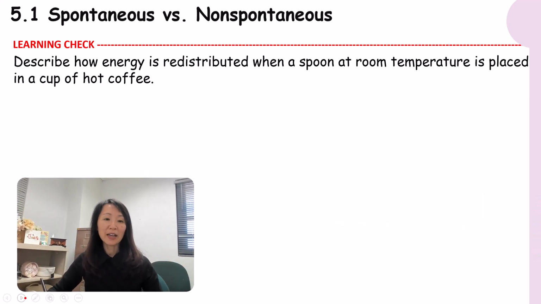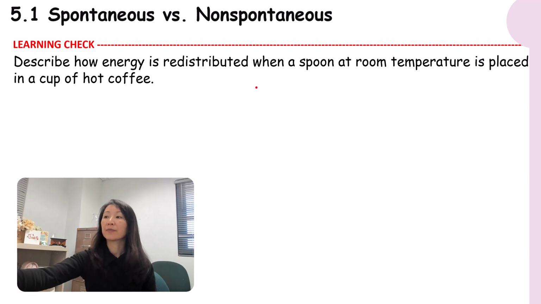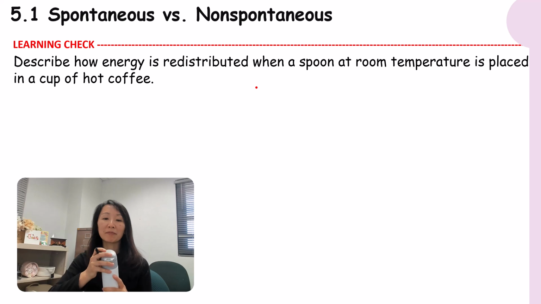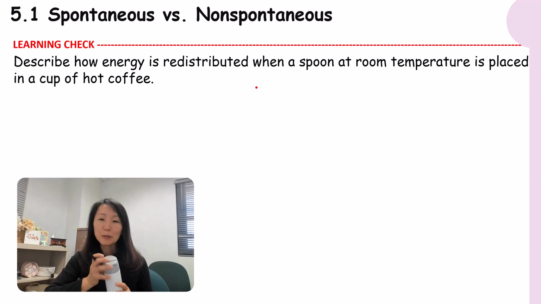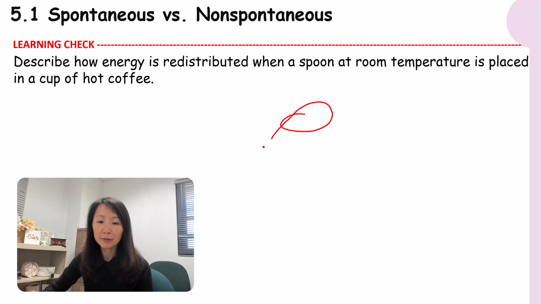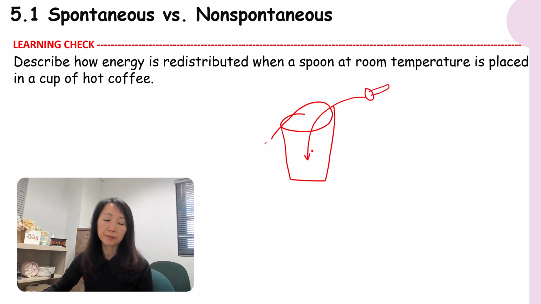Here's another learning check. Describe how energy is distributed when a spoon at room temperature is placed in a cup of hot coffee. So that's my coffee. Here is my cup, and here's my spoon. The spoon goes into the cup of coffee, and it's hot in there. So what's going on in there?